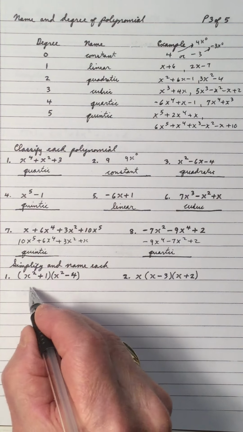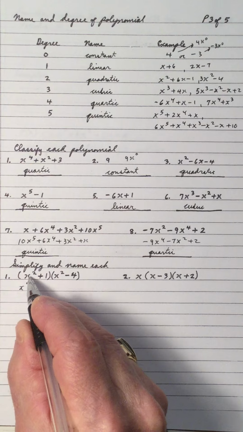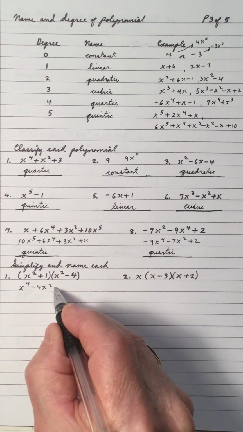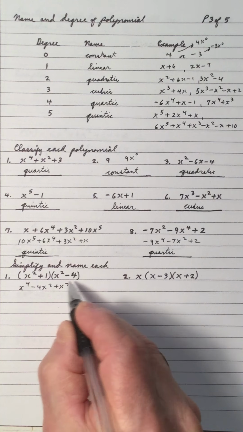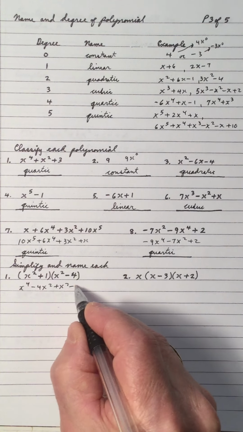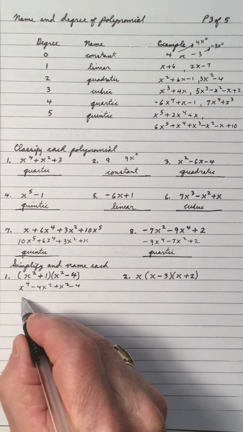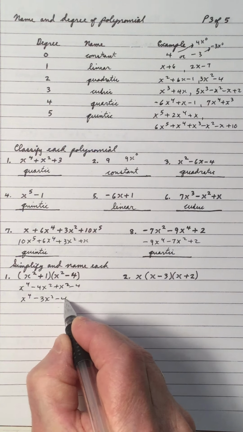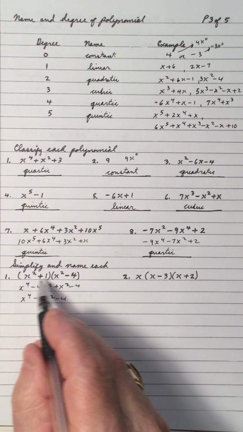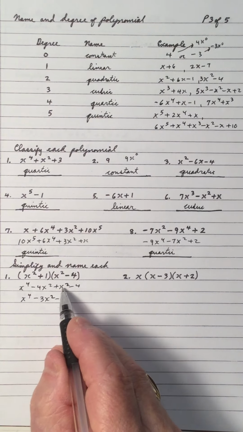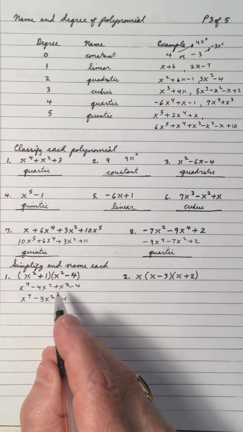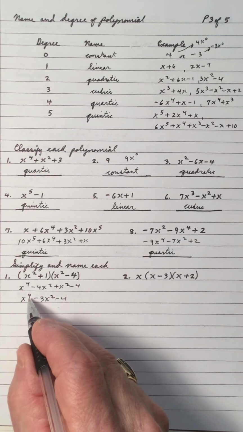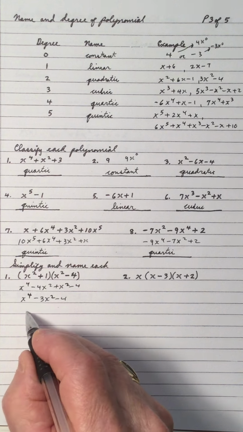So x squared times x squared is x to the 4th. x squared times 4 is negative 4x squared. 1 times x squared is x squared. And 1 times negative 4 is negative 4. And we add: x to the 4th minus 3x squared minus 4. So we have two binomials, so I did the FOIL. I simplified the middle term. Now it's in descending order. It's simplified, and it has a degree 4, so it's a quartic.